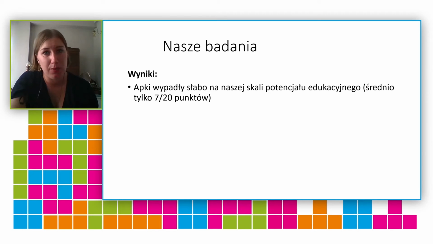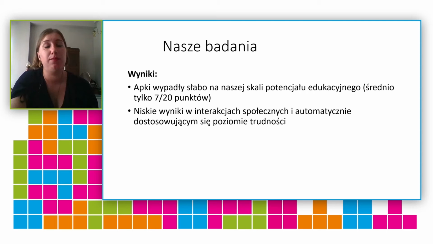So, as I was saying, applications performed quite poorly on our scale of educational potential. On average, they were scoring 7 out of 20 points. Additionally, they underperformed in the context of social interactions.